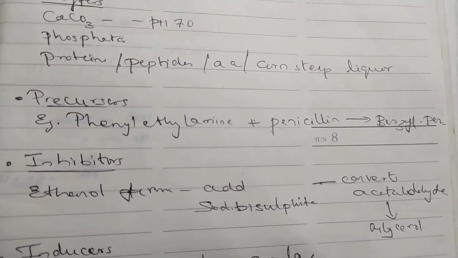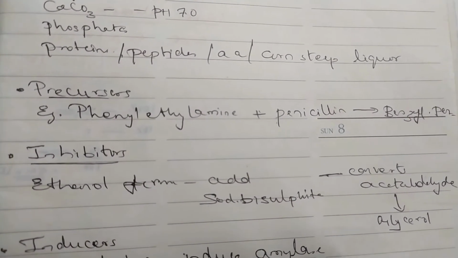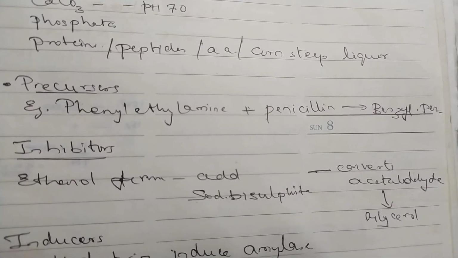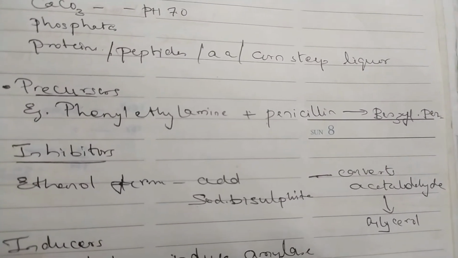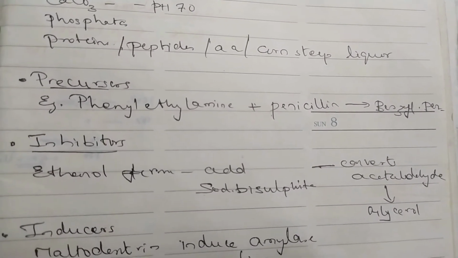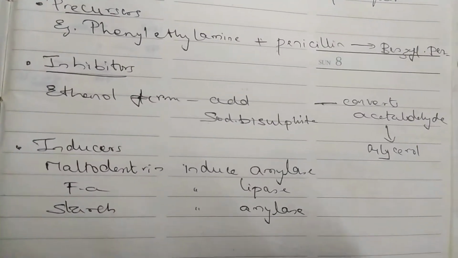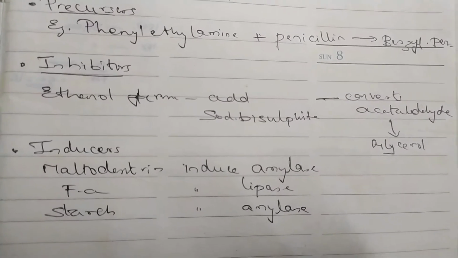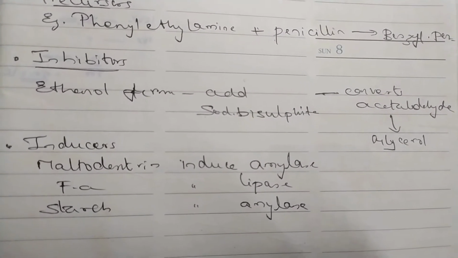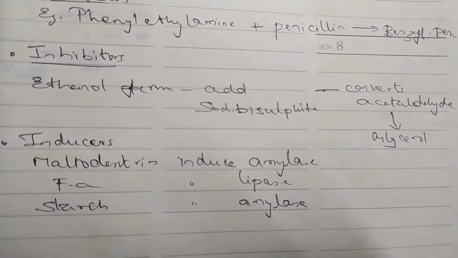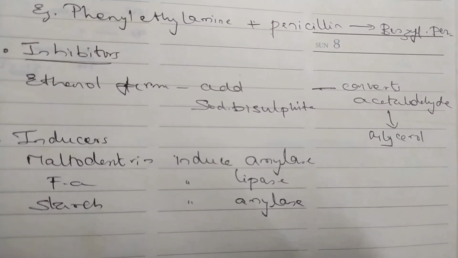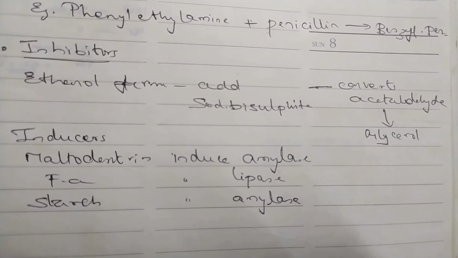Inhibitors, some of them are also used. During ethanol fermentation, they add sodium bisulfite. Why? Because it can convert acetaldehyde to glycerol if you are going for glycerol manufacturing. So there is a deviation. Sometimes we may have to use inhibitors, otherwise they would have been producing acetaldehyde to alcohol. You are deviating it from acetaldehyde to glycerol, like that.